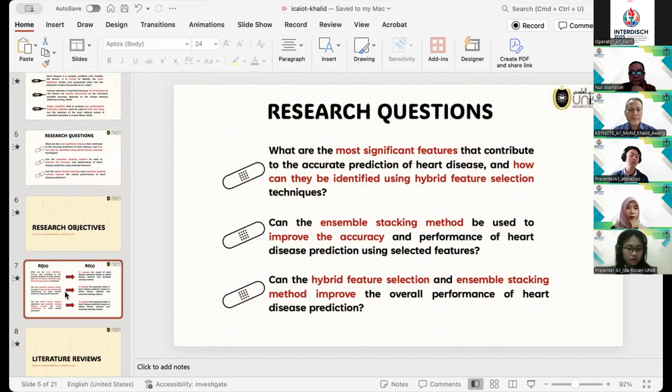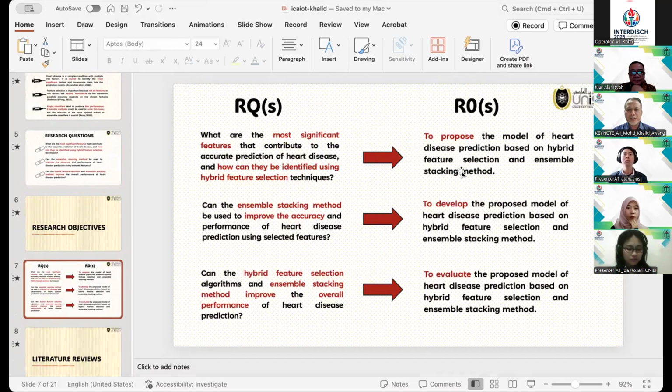Okay, so this is our research question and research objective mapping. I think I already mentioned it from the previous slide. So from the research question, we have three objectives. And the first one, we want to propose the model which is based on the hybrid feature selection and ensemble stacking methods. And the next research objective is to develop and propose a model of heart disease prediction based on the hybrid feature selection and ensemble stacking method. And finally, we want to evaluate the performance of our proposed model.